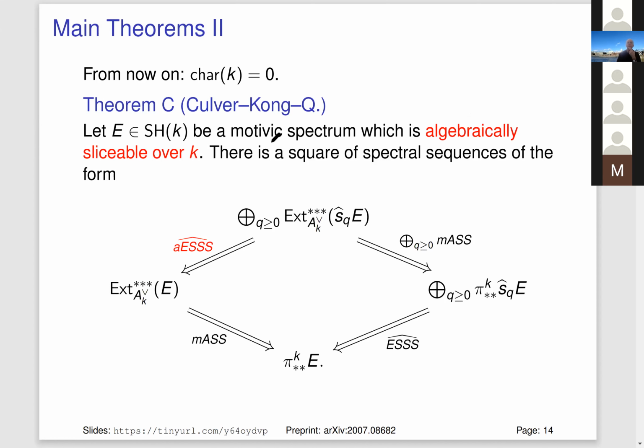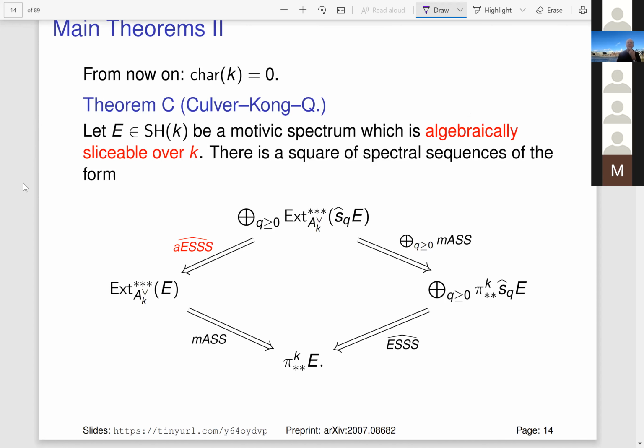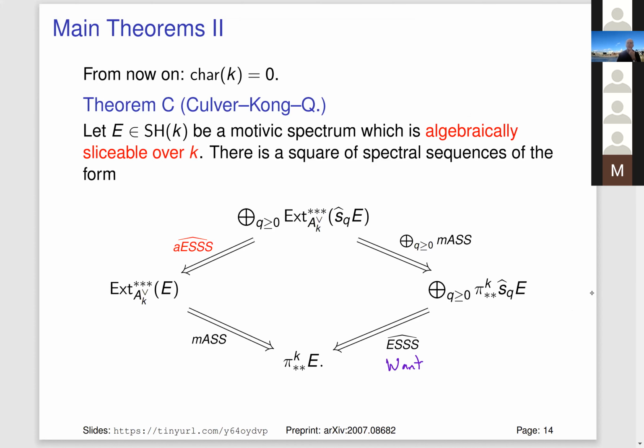Then there's a square of spectral sequences of the following form. Let me try to walk you through this. Down here in the bottom right-hand corner, I have an effective slice spectral sequence, or at least some variant of it. In our work, we study several variants of the effective slice spectral sequence. I don't want to go into what those variants are. So when I'm talking about more general versions of this thing, I'll just put a hat here. And when I want to talk about the actual effective slice spectral sequence, I will remove the hat. So anyway, morally speaking, this is what we want to study.